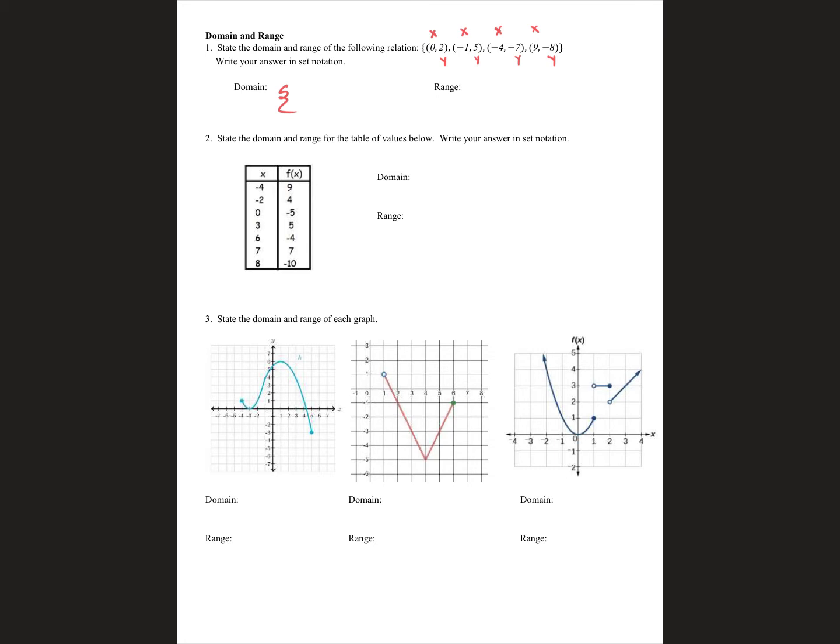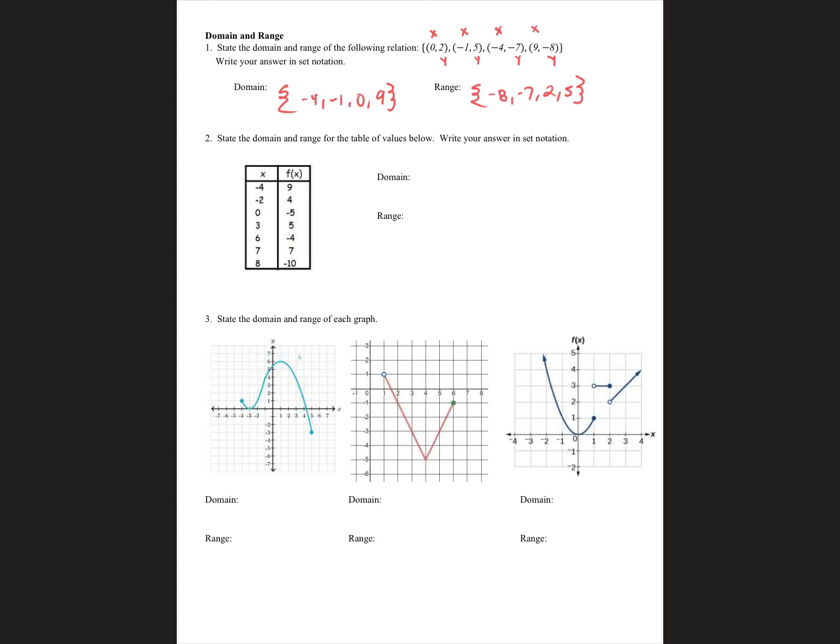Again, let's write this in numerical order. So -4 is first, -1, 0, 9. And then for our range, in numerical order, we have -8, -7, 2, 5.